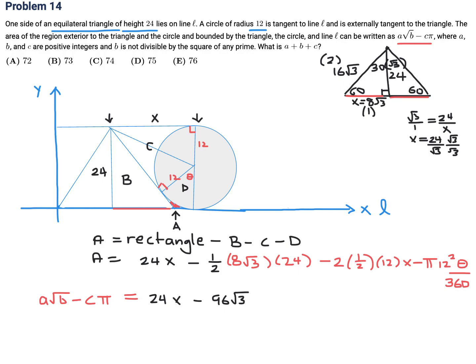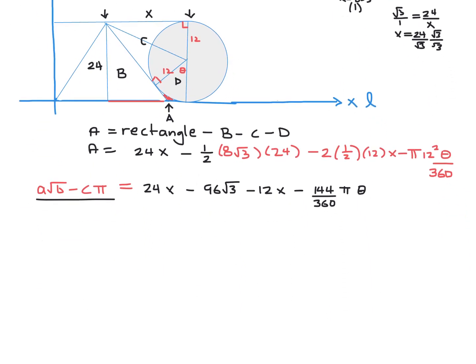And then that's going to be minus 12x. And then this will be 144 over 360 pi theta. And you see, it does definitely look like that in terms of its coefficients and all that. So I think we're on the right track. I think we can clean this up a little bit more. 12x minus 96 root 3 minus 2 over 5, I believe. 2 over 5? Yeah. And then pi theta. Okay, great. So that's a lot of progress there.